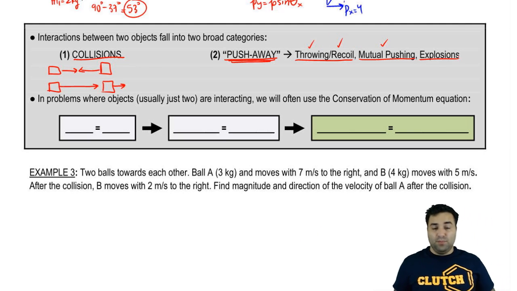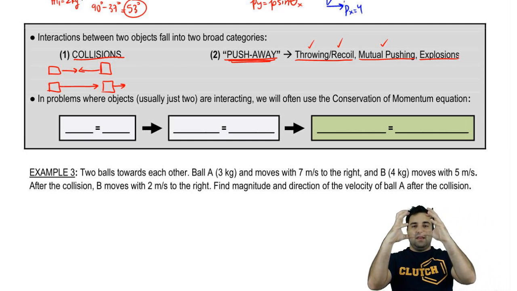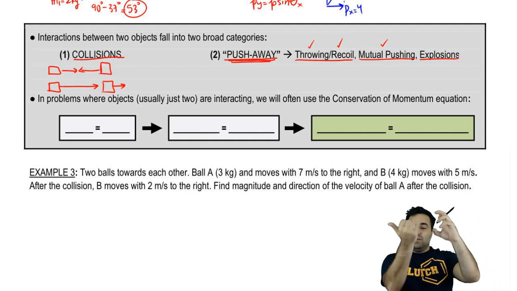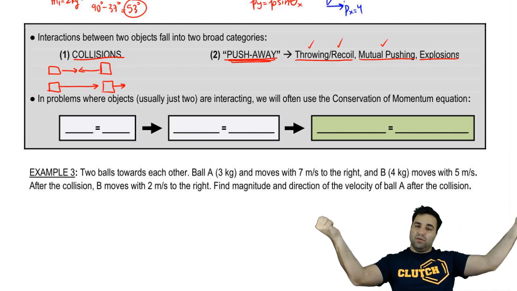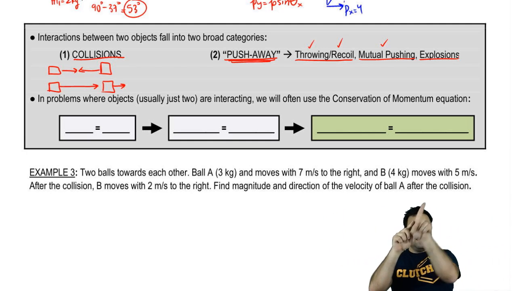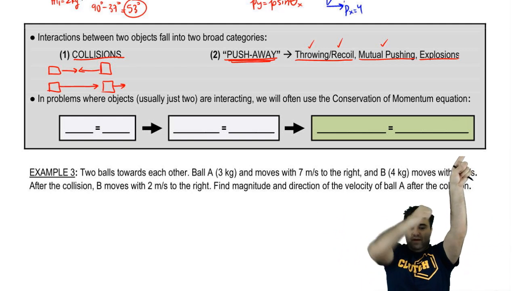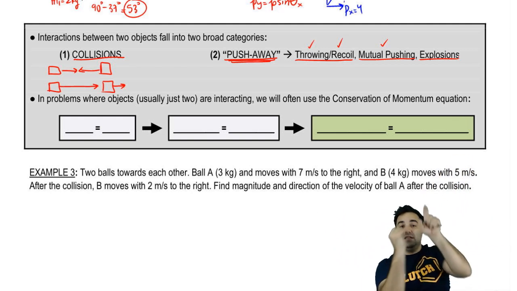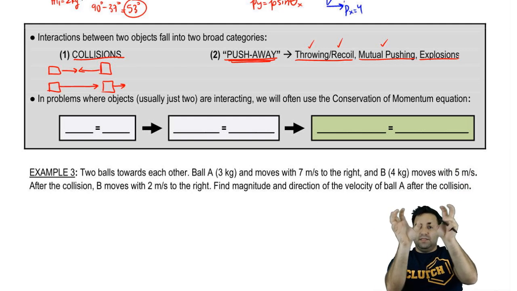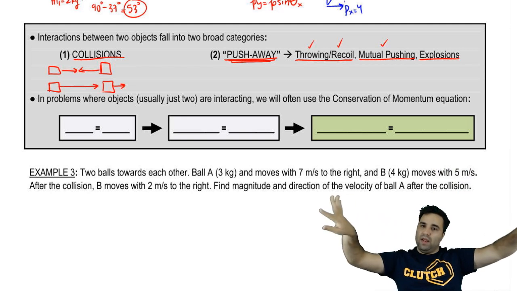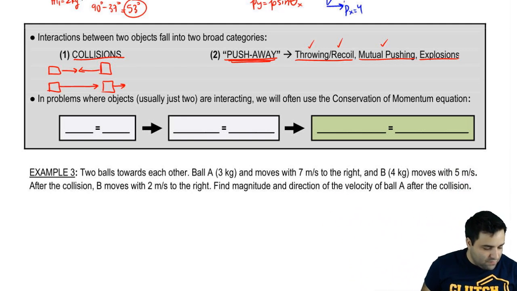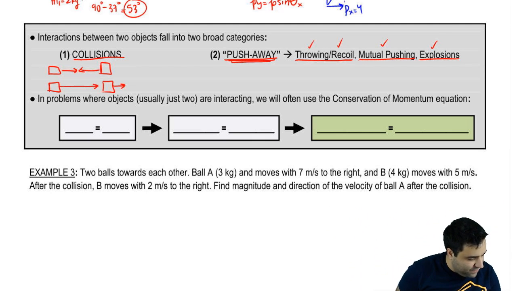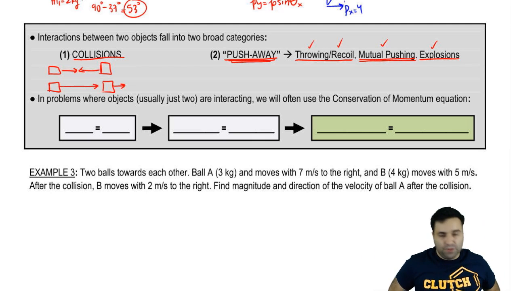And the last example is an explosion. If you have a bomb and it explodes and breaks into two parts, one part's going to go this way and the other part's going to go directly opposite, so that it forms a line. That's because when the bomb explodes, these parts are pushing away on each other. So all of these are really just different variations of mutual pushing problems where things are pushing on each other.